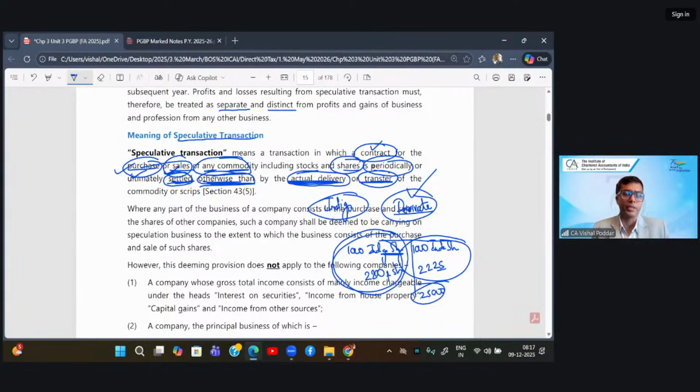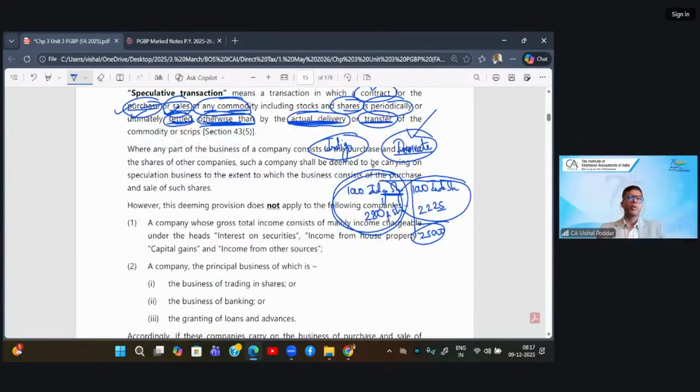Now, the interesting point is where you are engaged in any such contracts or transfers, where without physically taking or giving the commodity, the item, whatever you are dealing in, your account is periodically settled. Settled means purchase, sale, debit, credit, settled. This is what is speculation. So where purchase sale is happening without actually giving or taking the delivery, that is what is speculation. Point number one.